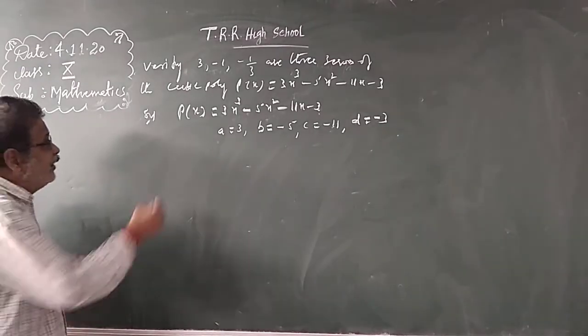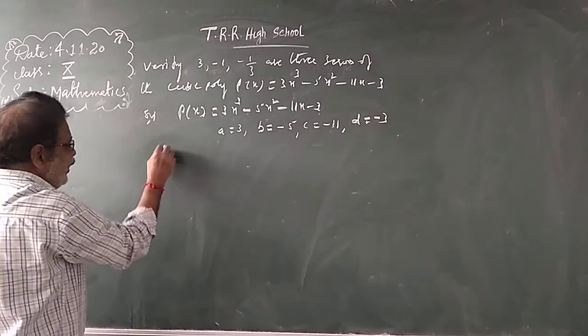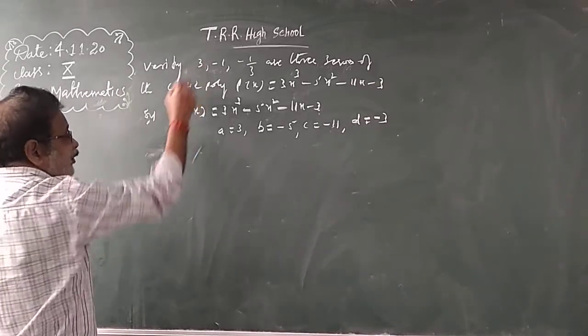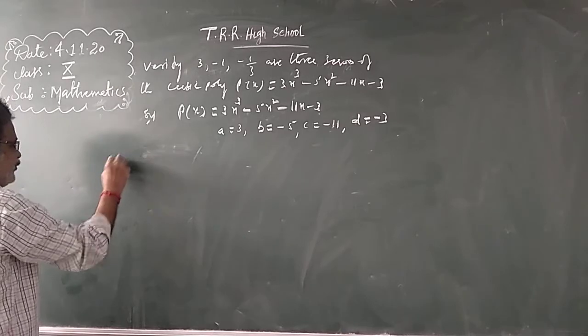Now verify. First of all, let alpha be equal to 3. Is 3 a zero? Check it.